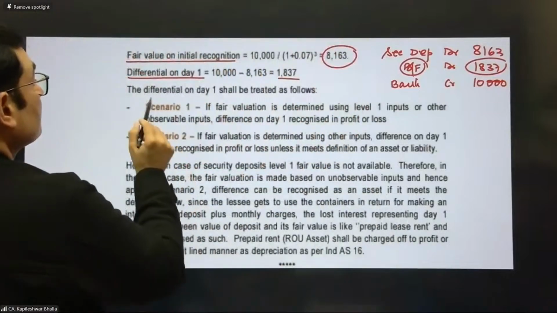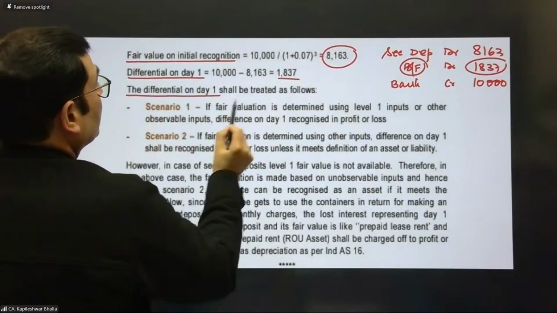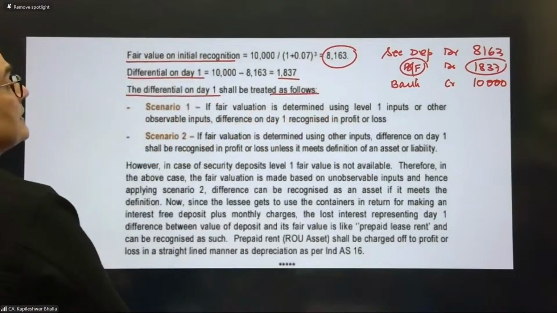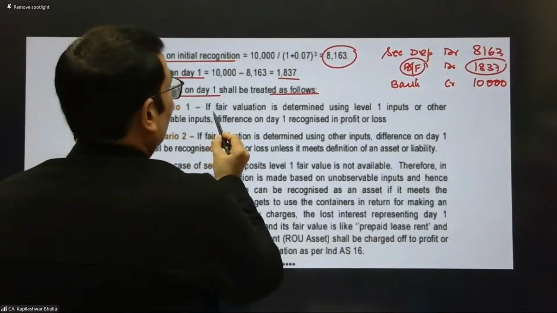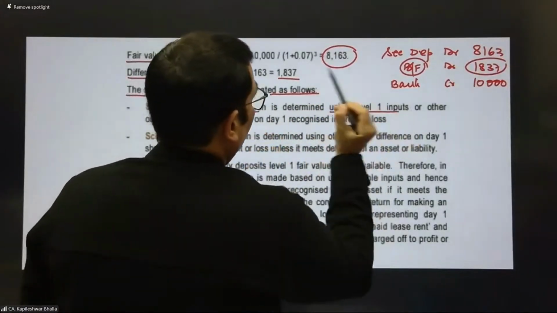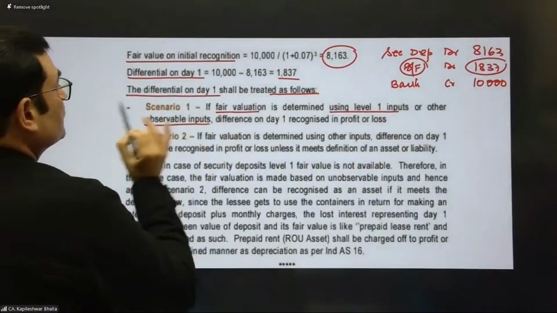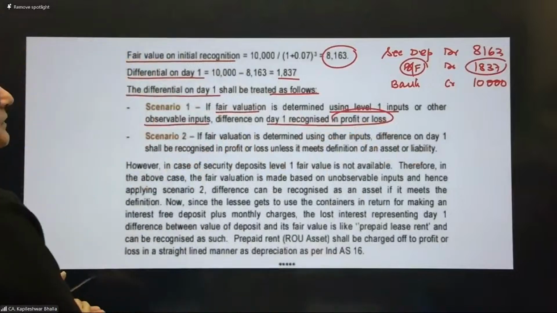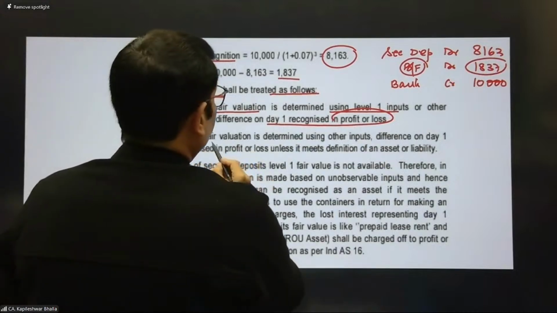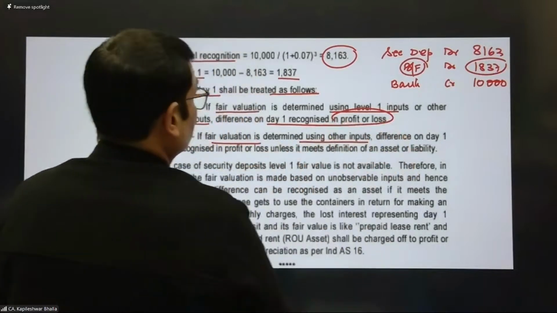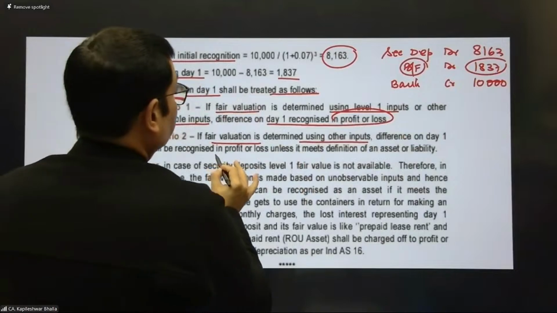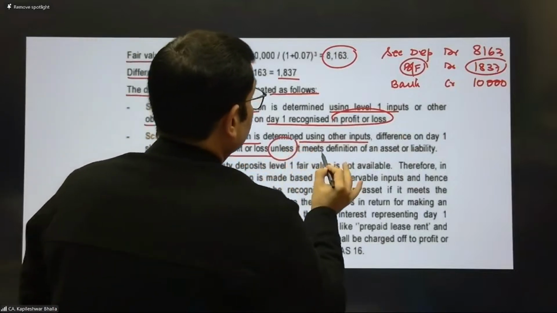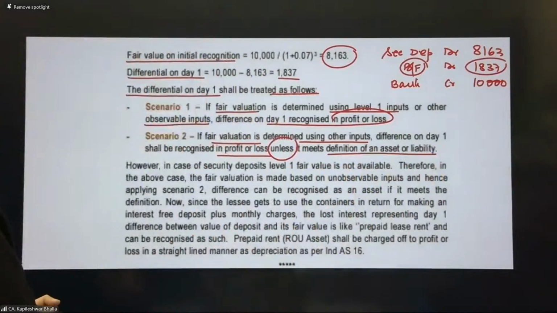Now let's see. The differential on day one shall be treated as follows. Scenario 1: if the fair valuation is using a level 1 input or other observable inputs, then the day 1 difference is taken in the P&L. So whatever the difference is will be taken in the P&L on an immediate basis. Second scenario: if the fair valuation is using other inputs, the difference shall be taken in the profit and loss unless it meets the definition of an asset or liability.